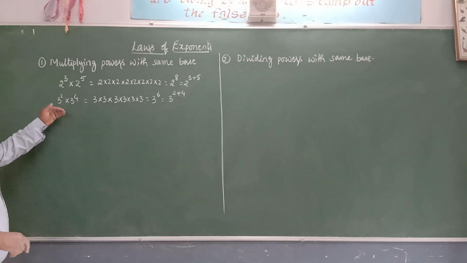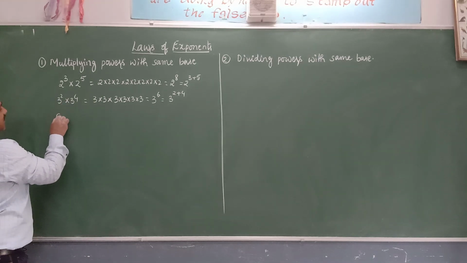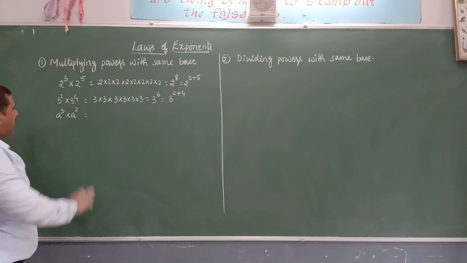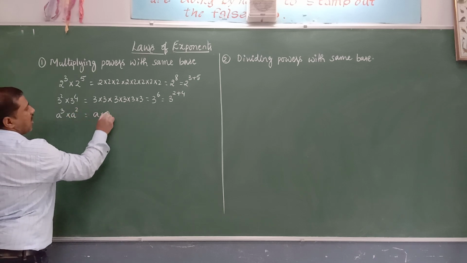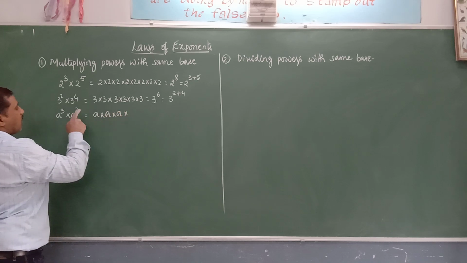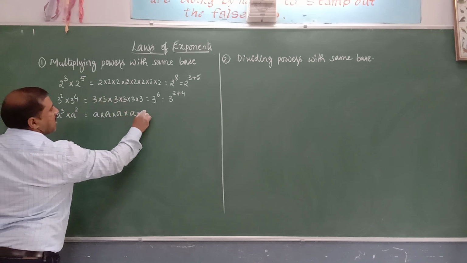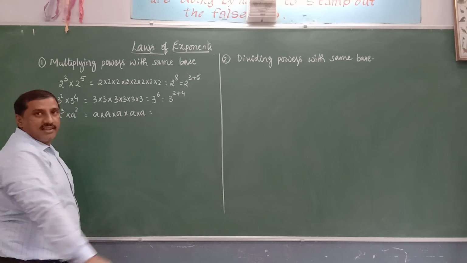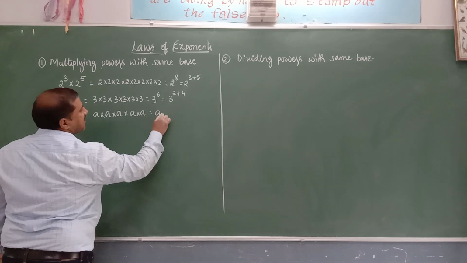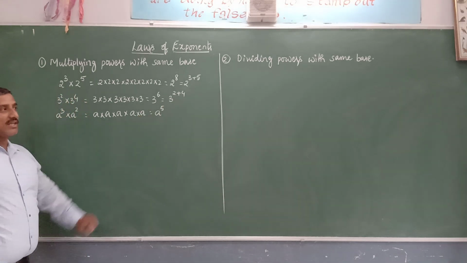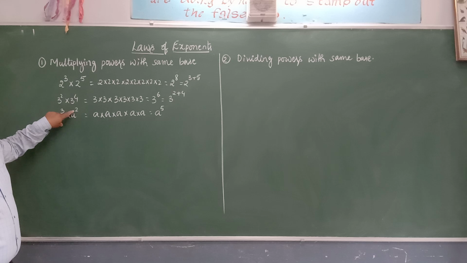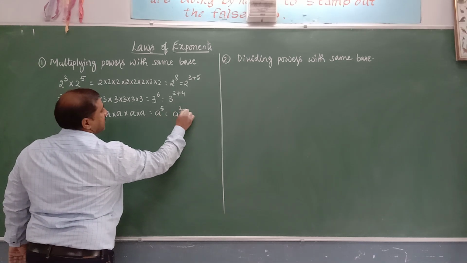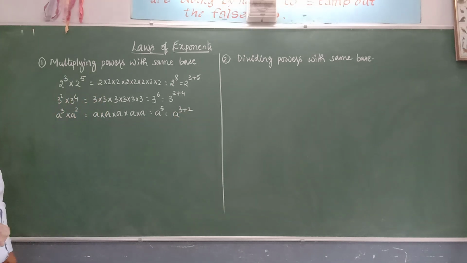So we can apply this for the variables also. That is a cube into a square. A cube means it is a into a into a, a square means it is a into a. Now what we get? A into a into a into a into a. How many a's are there? 5. Therefore this can be written as a to the power of 5. So again, if you observe 3 plus 2, what we get? 5. That is equal to a to the power of 3 plus 2.